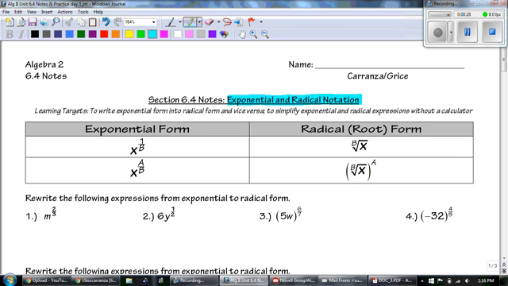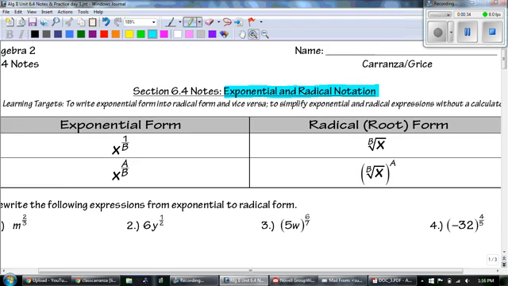Now, I want you to look at the two forms. I know it's like, Mr. Grice, this is Chinese. It's really not that bad, okay?